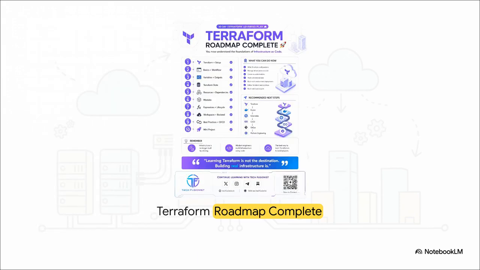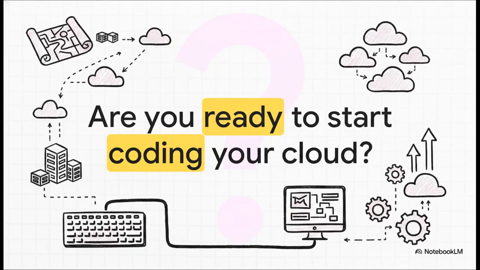Reaching this point means you've successfully navigated the foundations of infrastructure as code. The 10-day roadmap is complete. You've gone from basic setup to modules, state management, and best practices. And honestly, this perfectly sets you up for the recommended next steps, like integrating Docker, Kubernetes, and full GitOps workflows. Because ultimately, learning Terraform itself isn't the final destination, right? The destination is building, scaling, and managing reliable, real-world infrastructure.